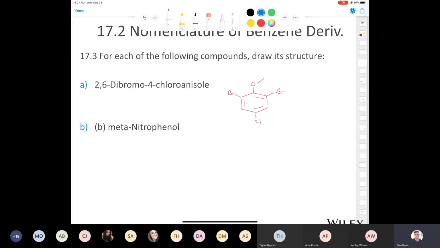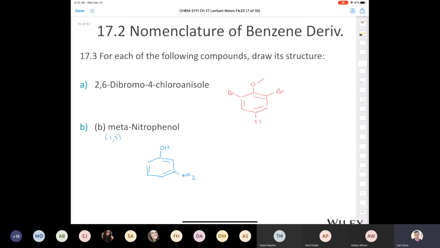The next one is metanitrophenol. We'll start by drawing a phenol. I always like to draw my parent group at the top like this. I don't know why. Anyhow, and then I always like to go clockwise. So 1, 2, 3, right? Meta is 1,3 substitution. So there we go. Okay, I know I went over that pretty quick, but usually my students follow me by now.